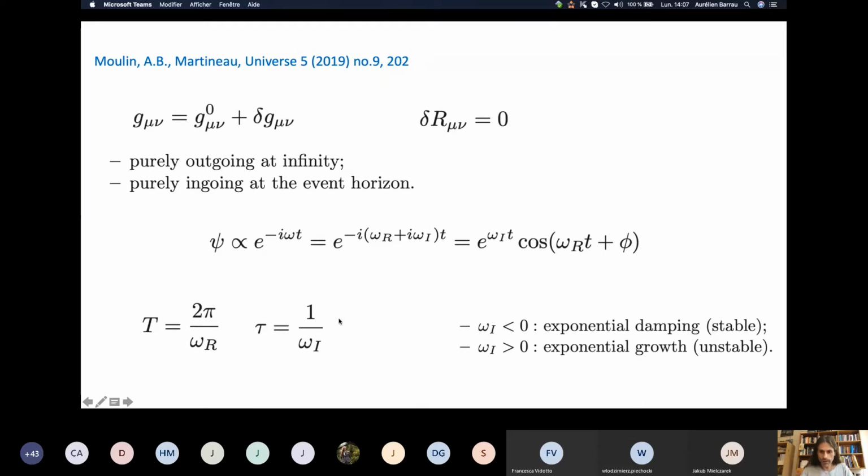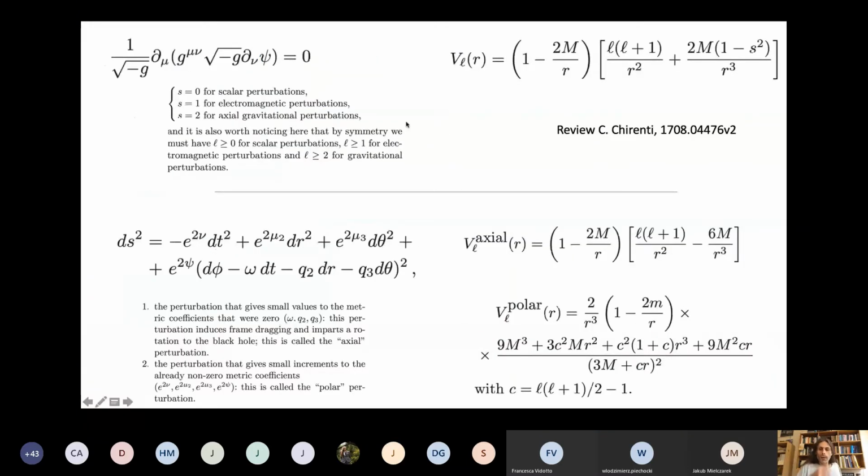Okay, so I don't know why this refuses to change. Okay, I'm sorry.